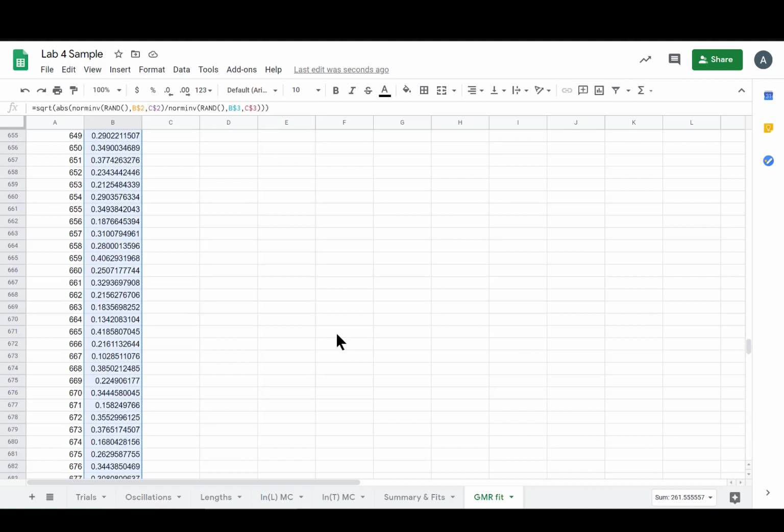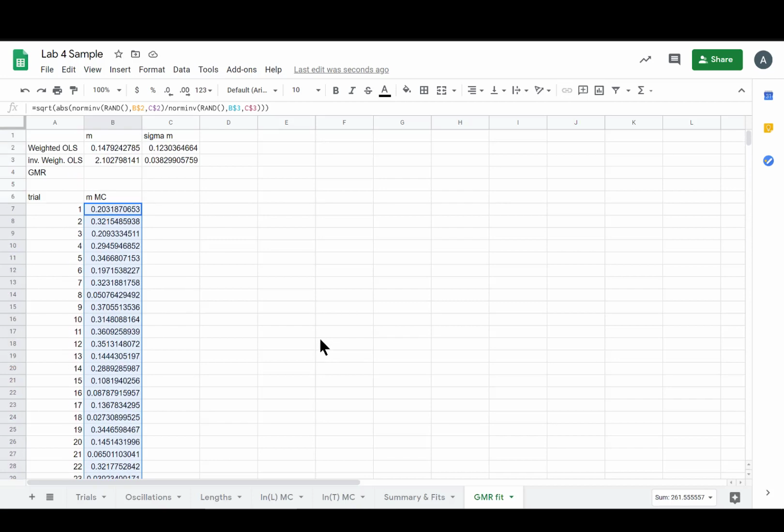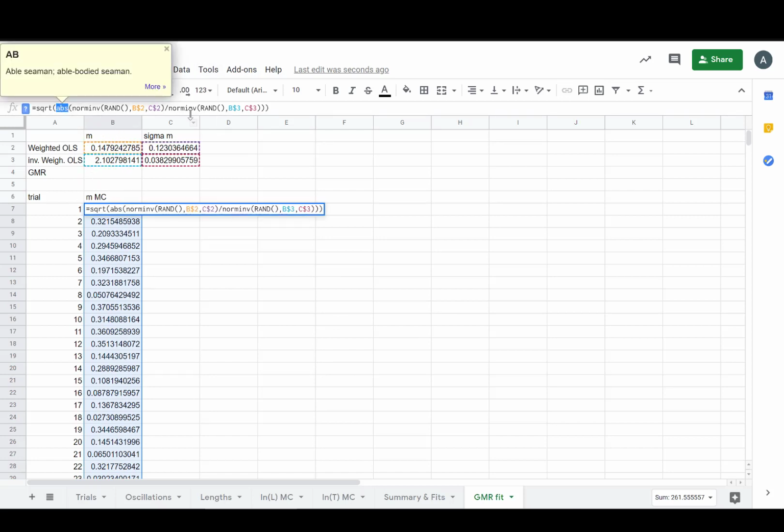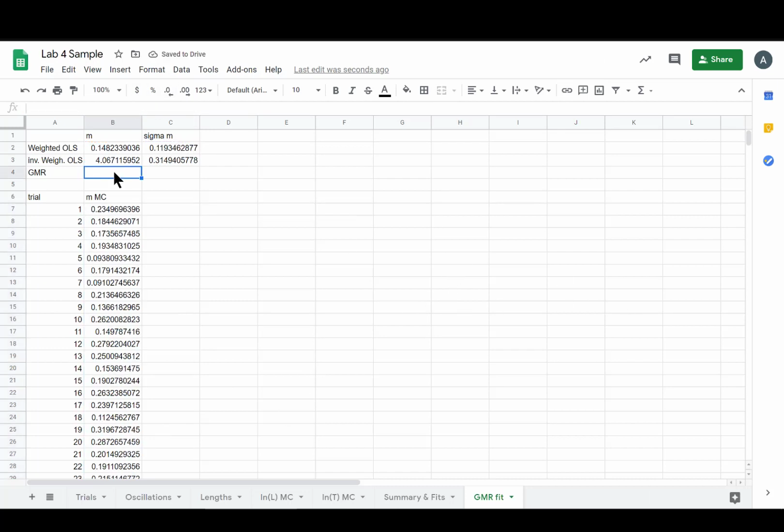So that's good. You know the general GMR is M1 divided by M2, where M2 is inverted. But for this one, we're doing a special case. We have to have this absolute value in the front, so that we make sure we're not taking the root of a negative number. Let's get the average and standard deviation. Then we'll have our average and standard deviation on the slope that really is our slope for this lab.